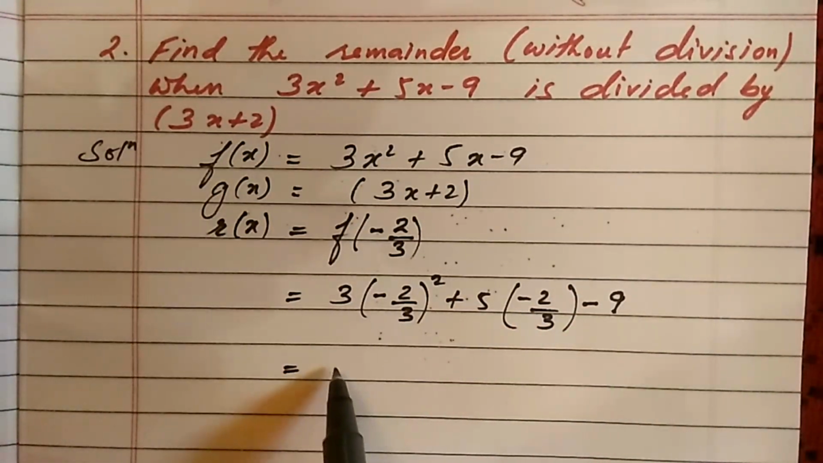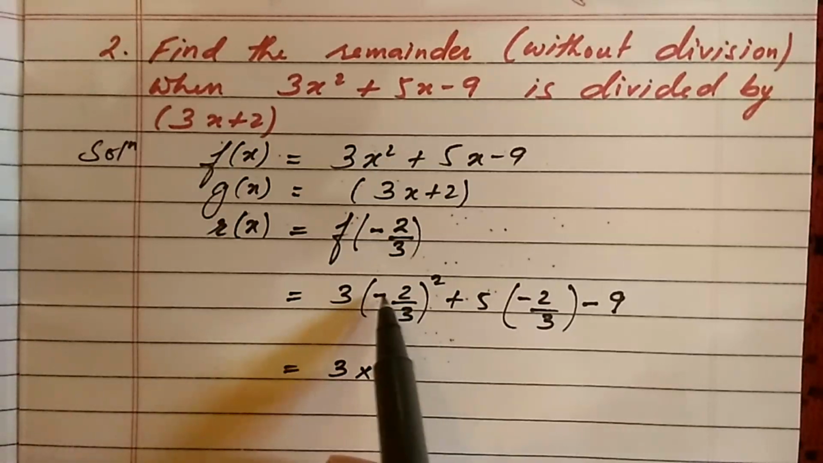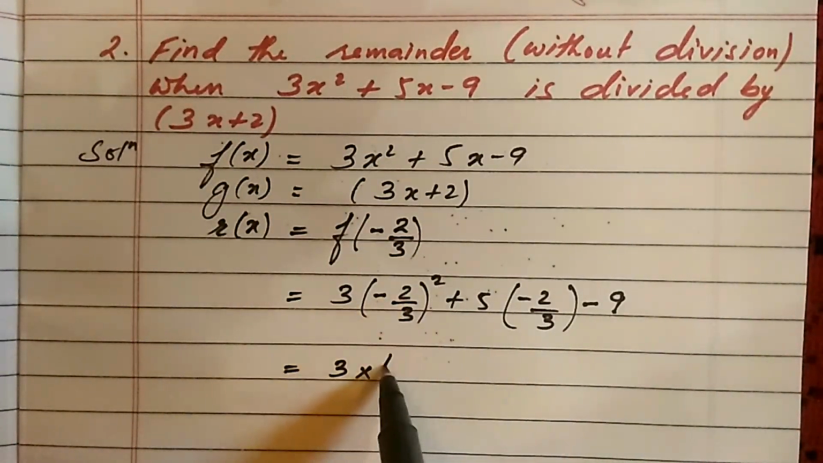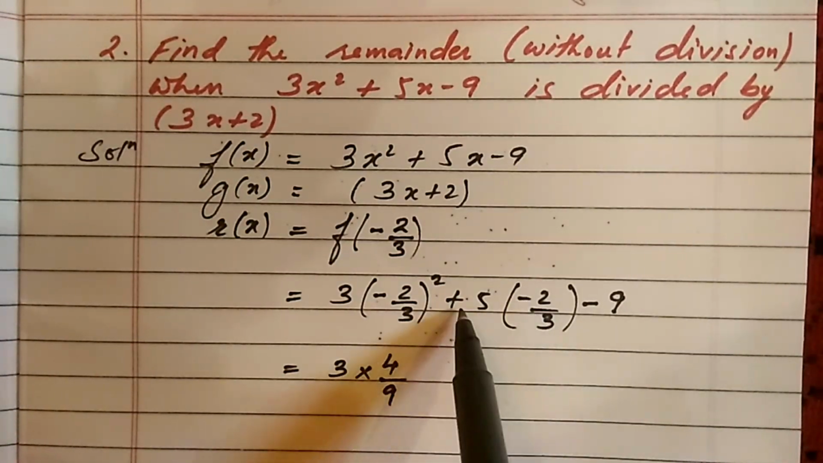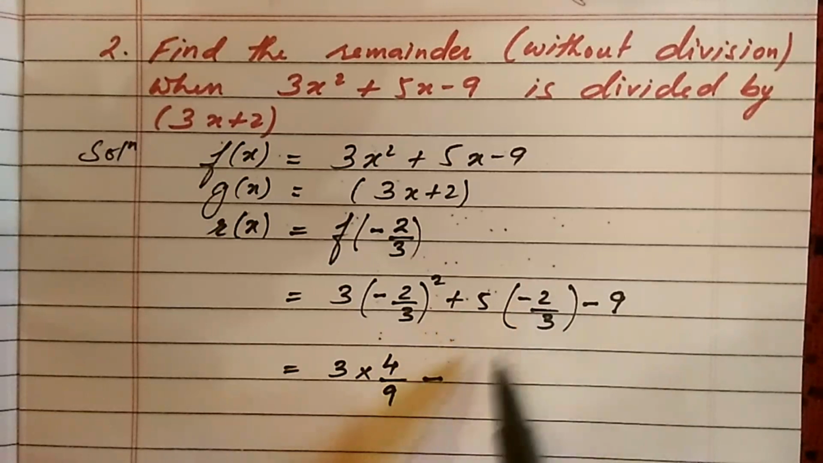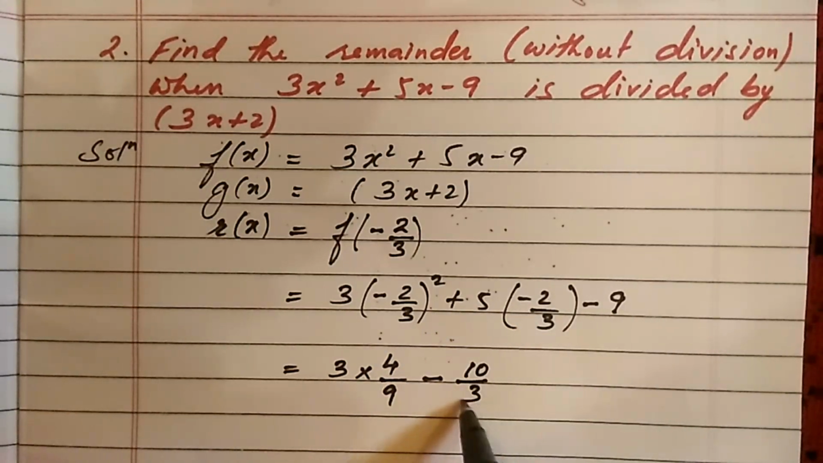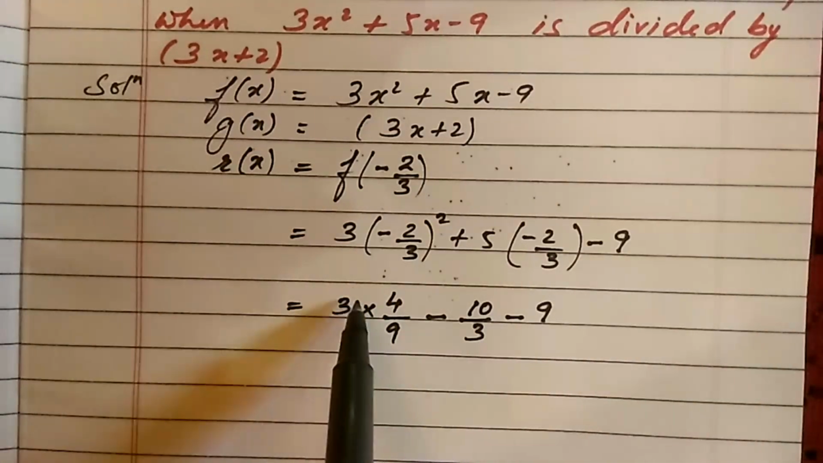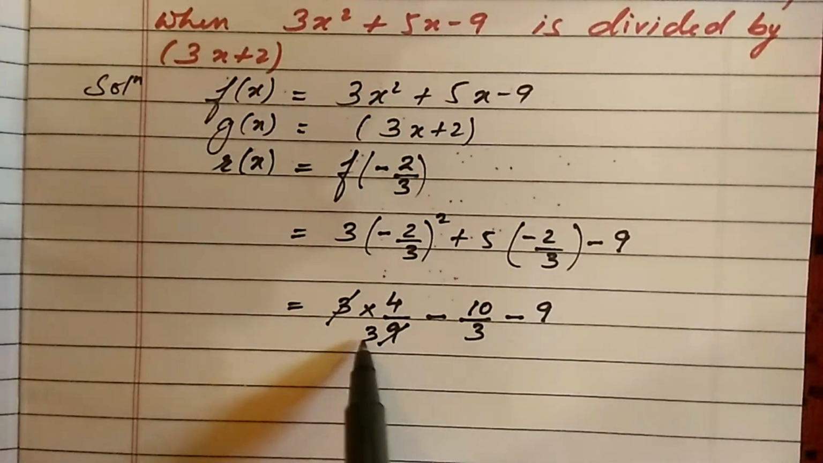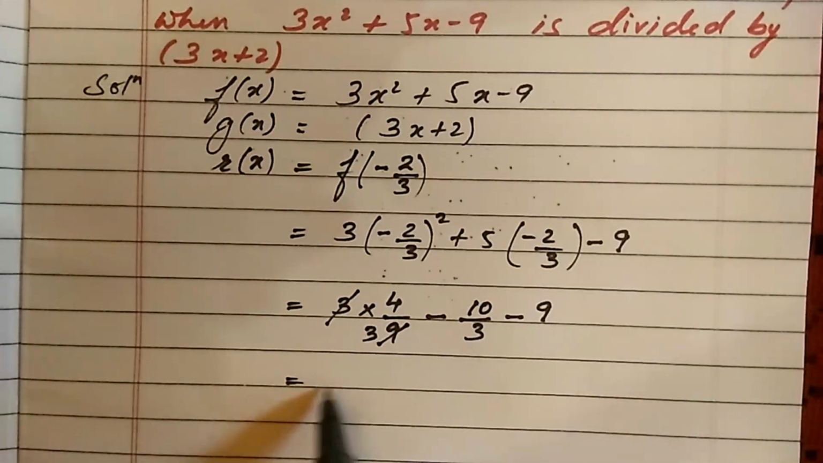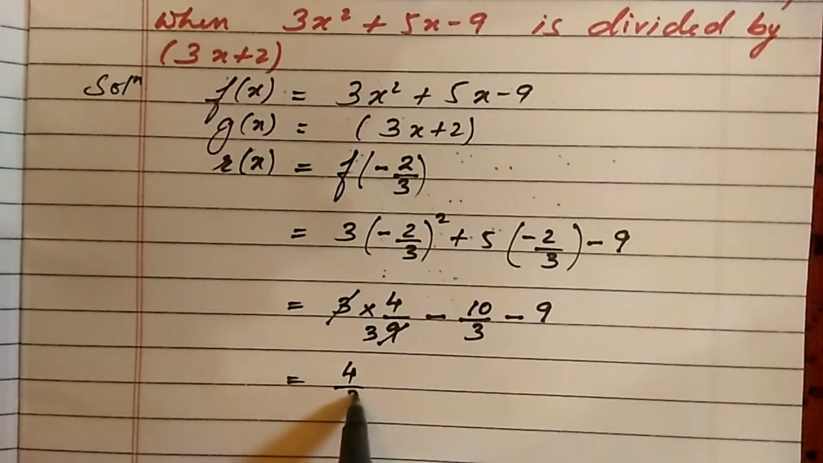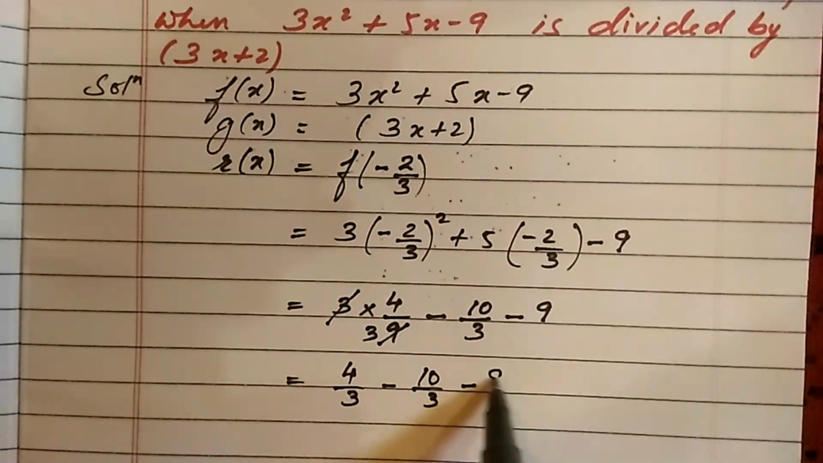Let us open the bracket. 3 into, since the square term is there, the negative sign will change into positive. 2 squared is 4, 3 squared is 9. Minus is there, minus into plus is minus. 5 into 2 is 10 upon 3 minus 9. We can cancel this one and this one. 3 threes are 9. So we can write in the next line 4 upon 3 minus 10 upon 3 minus 9.